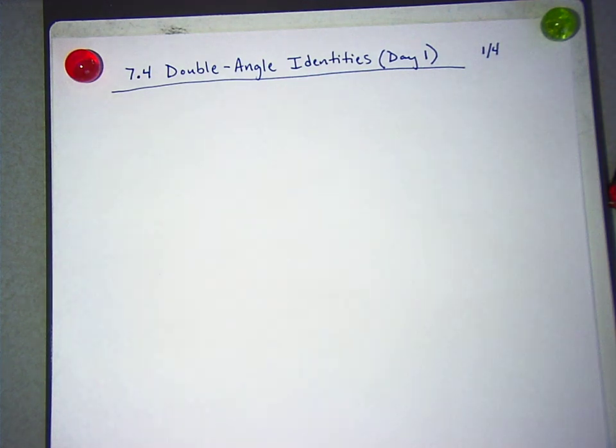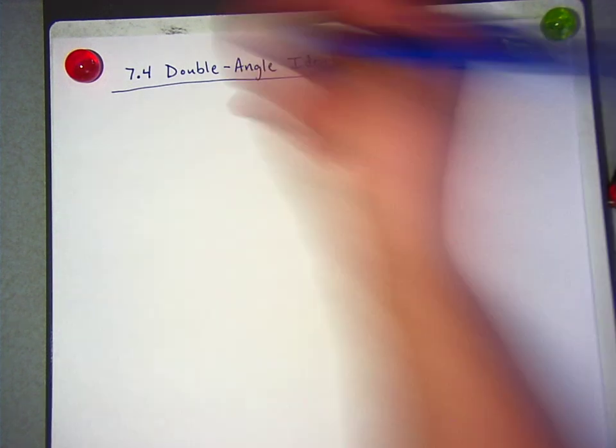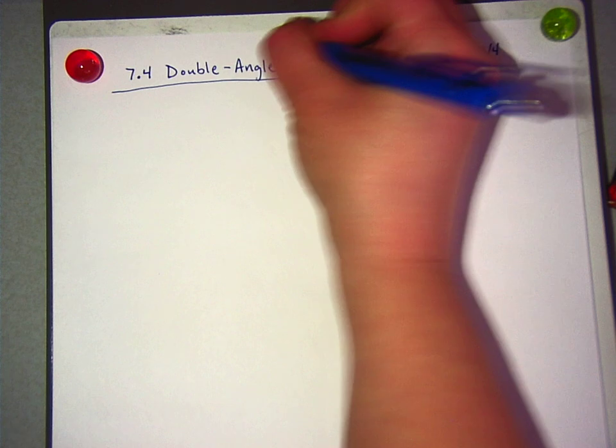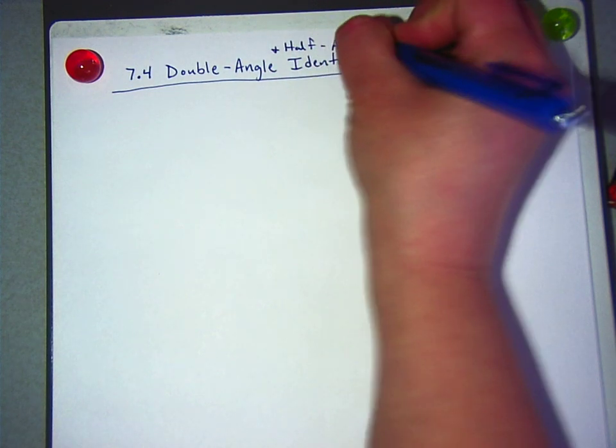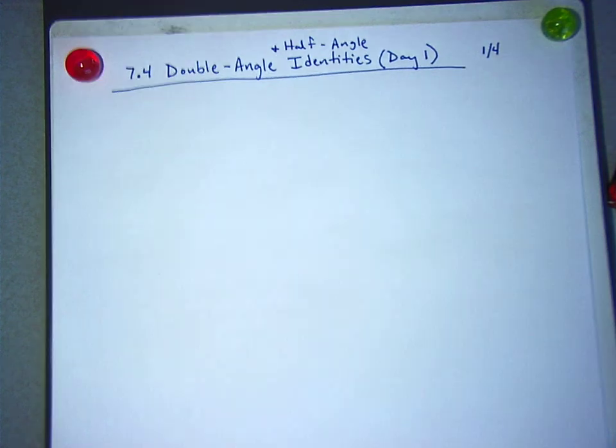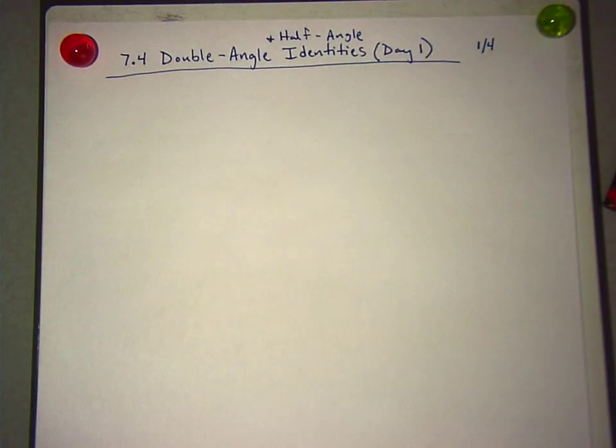Here we go. All right. We are going to, oh no, we're going to do both today. Is this going to be day one? Yes. Okay. So this is not only double angle, but we're also doing half angle identities today. So we'll be 2 days.